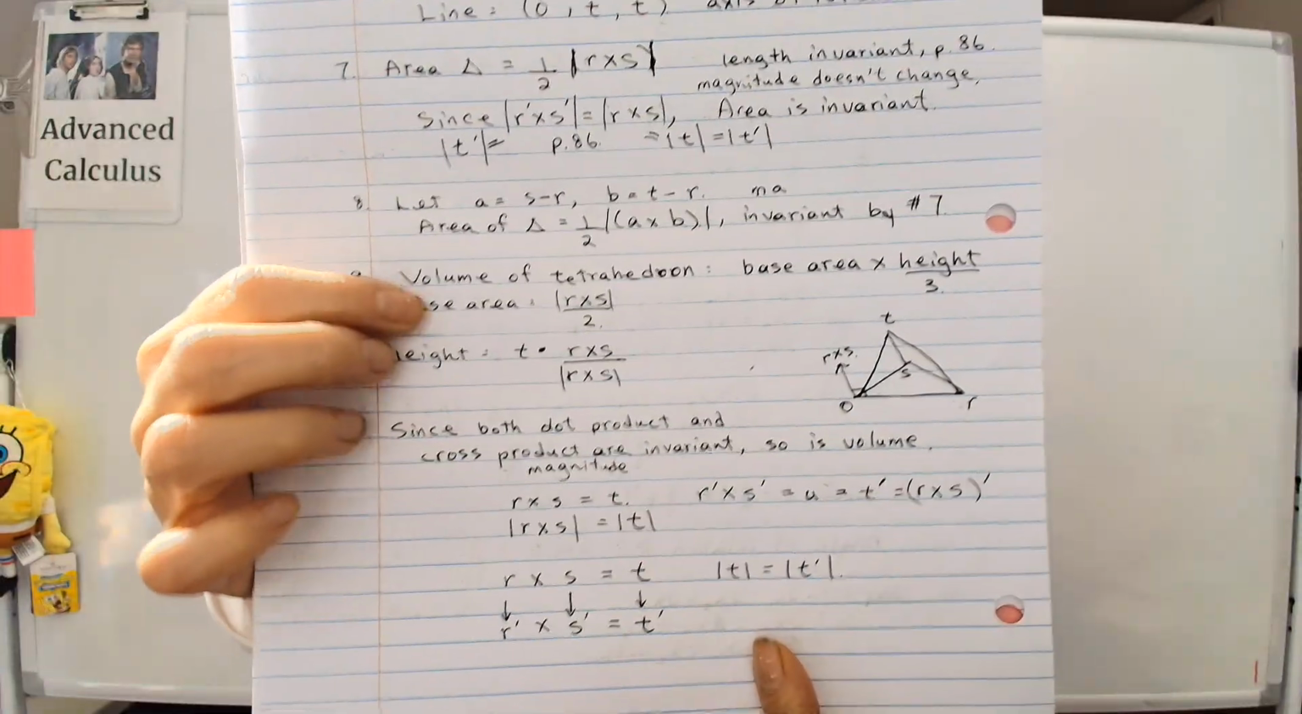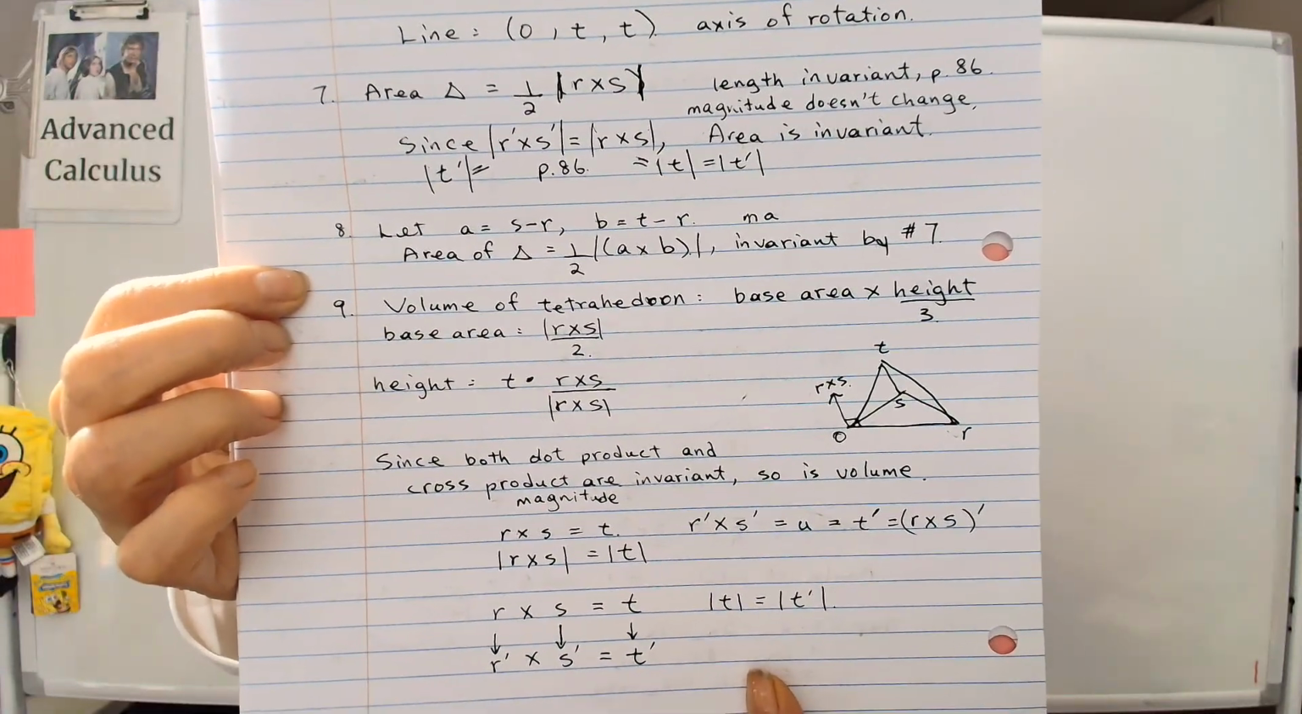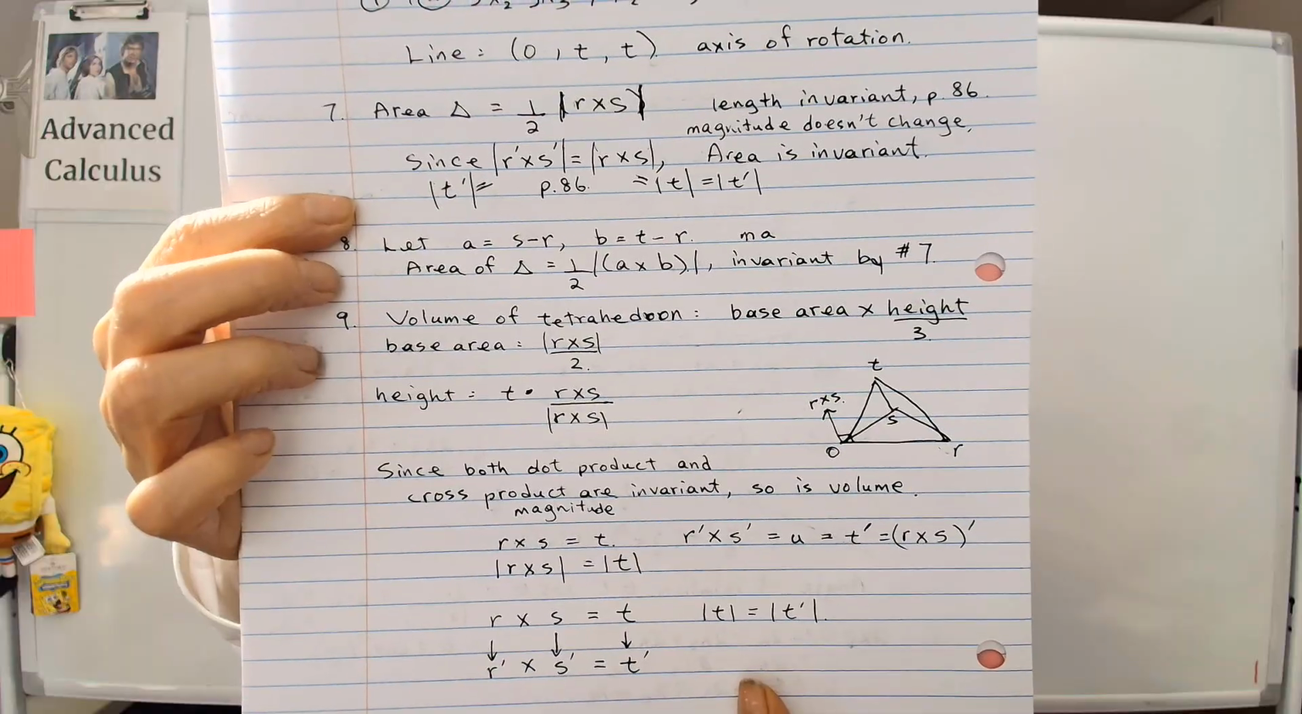Yeah. And anyway, so next problem 8, I think that is the area of a triangle. What's this?